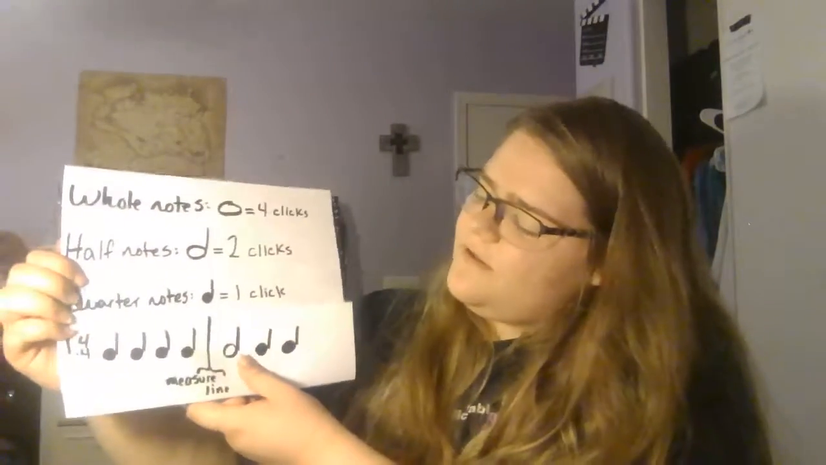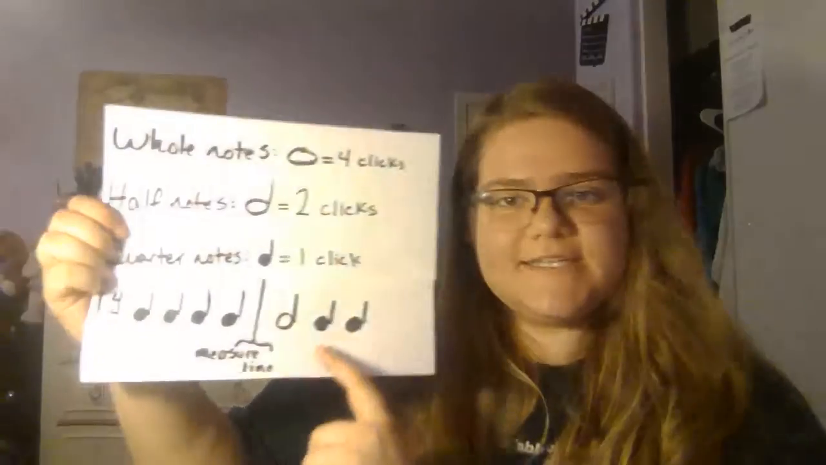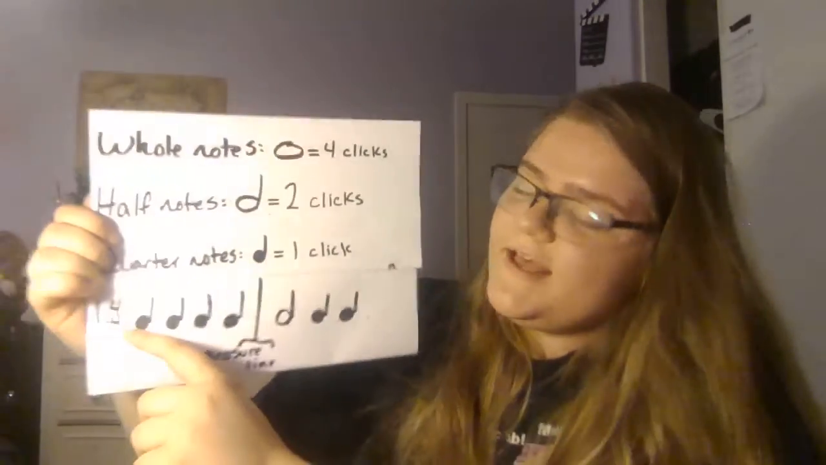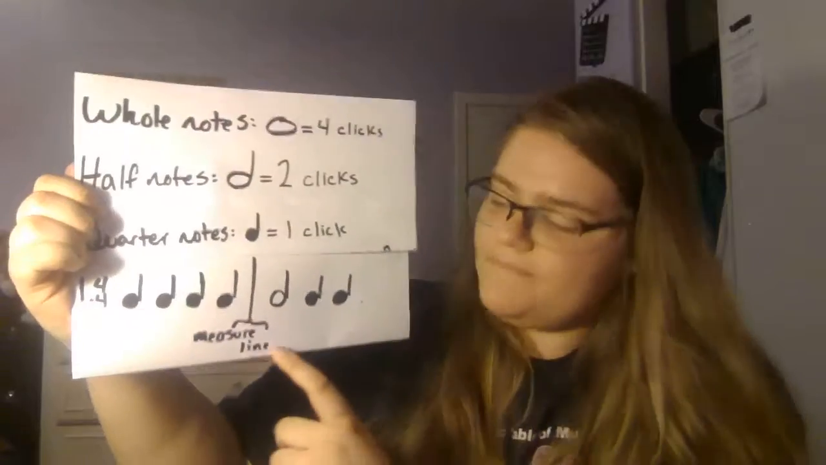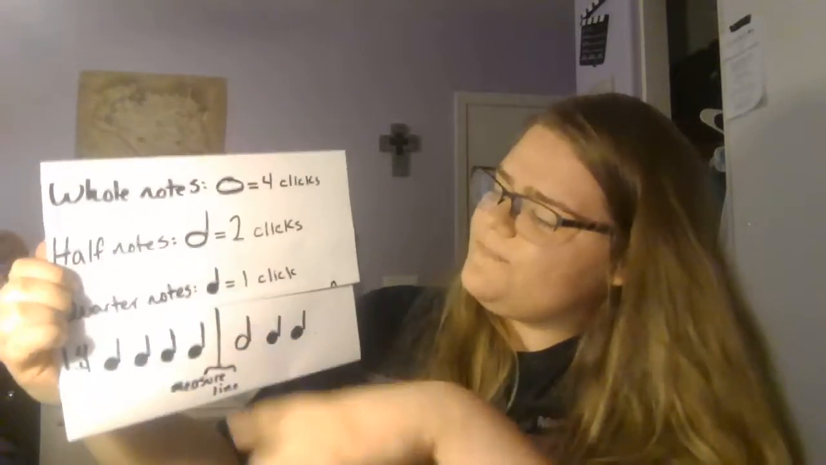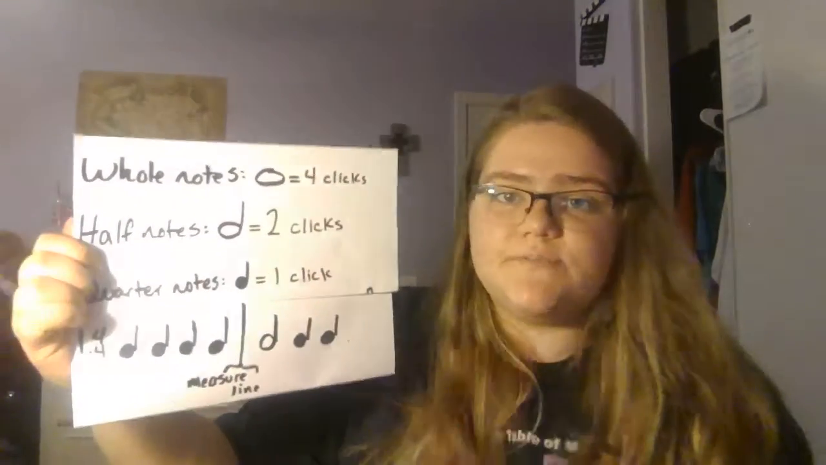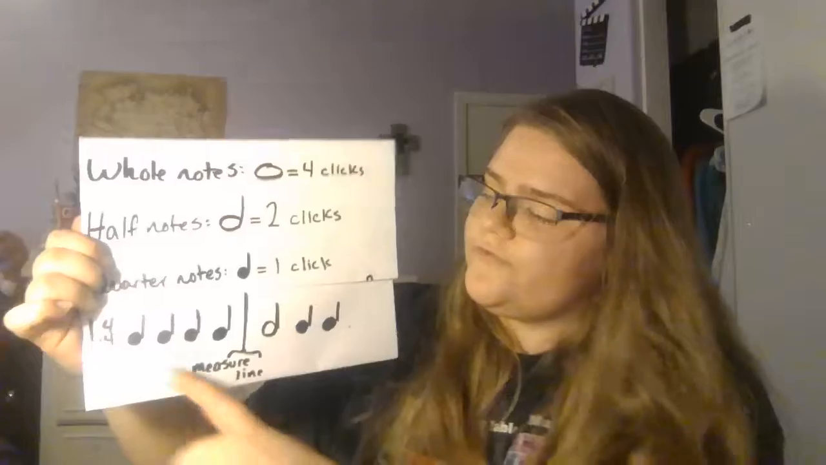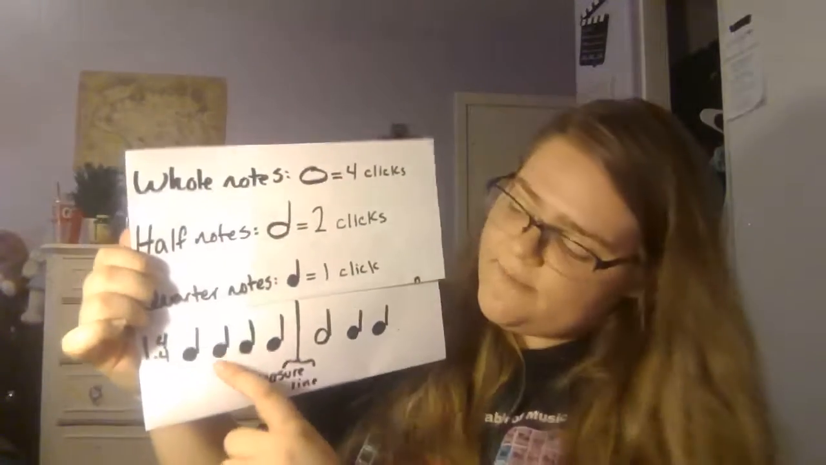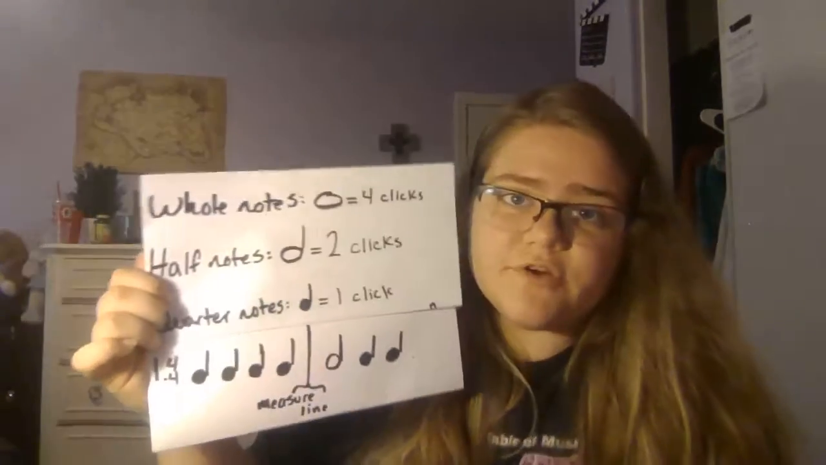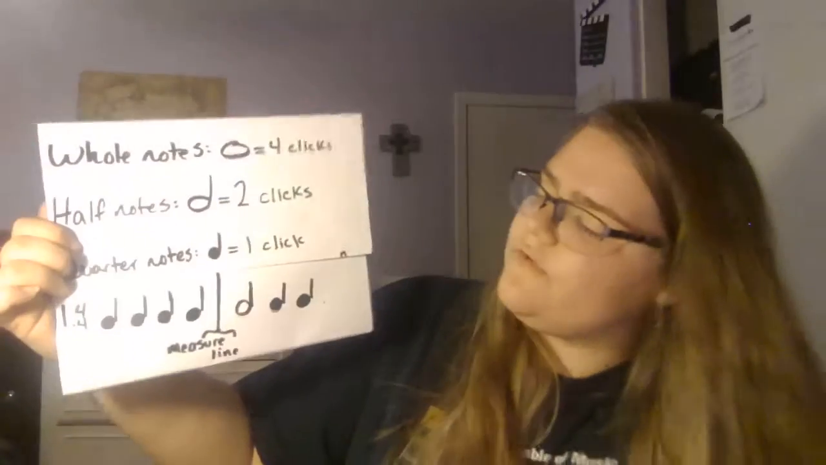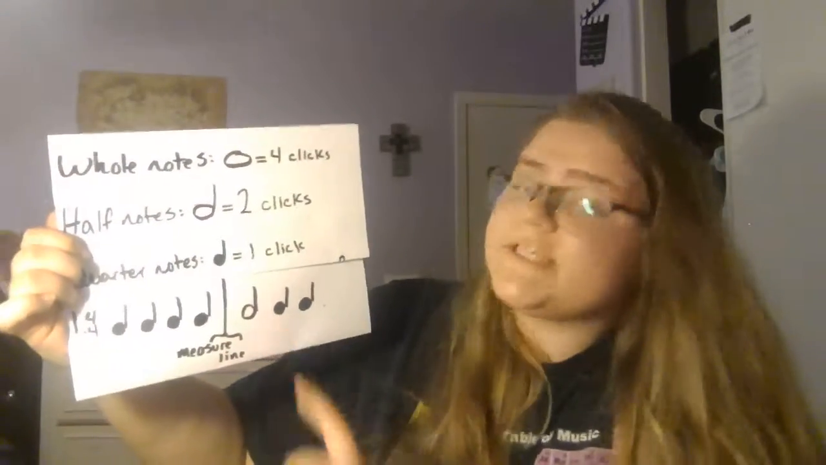So I have a little practice rhythm down here. As you can see, we're in 4/4 time. And earlier I talked about beats per measure. Right here is a measure line that divides each measure. So in 4/4 time, if we have 4 beats in a measure, then we put a measure line after every 4 beats. So if we're going to count this rhythm, it would sound like this.